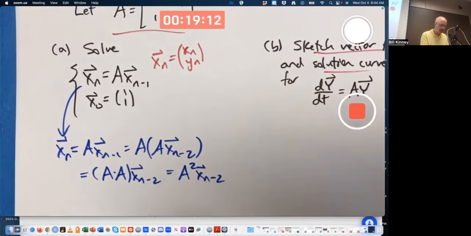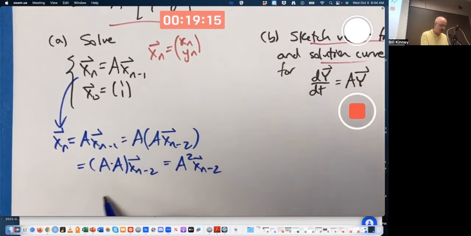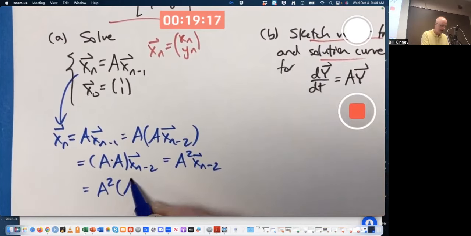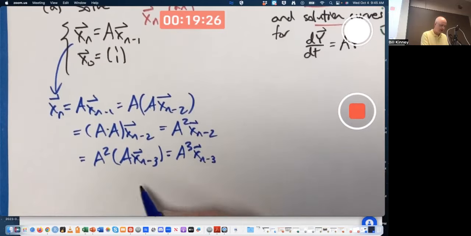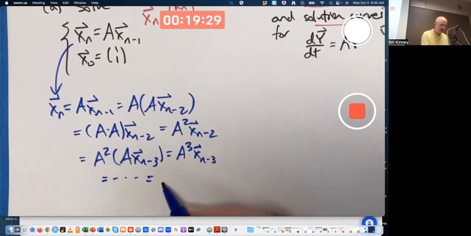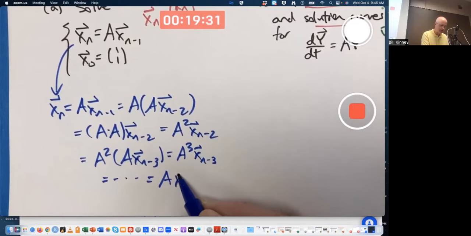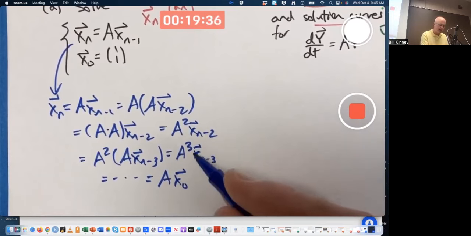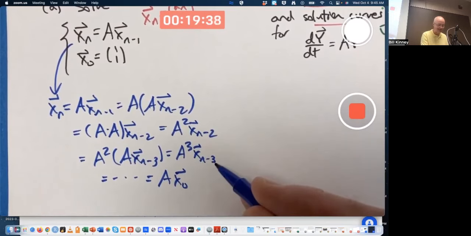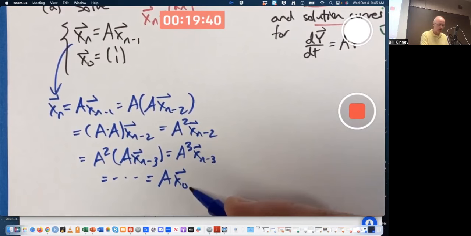Use the recursive equation again. Replace x_{n-2} with A times x_{n-3}. And that's the same as A cubed times x_{n-3}. And now you see the pattern. You imagine, keep going here until you get A to some power times x_0, the initial condition. What's the power of A? Well, notice the power of A is what you subtract from the n. So to get a subscript of 0, you need to subtract n from n, so n minus n. This has got to be A to the nth power.